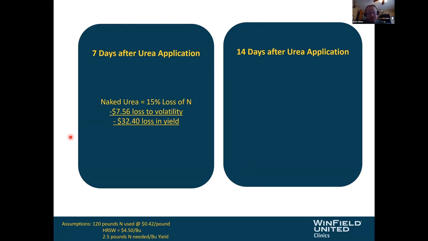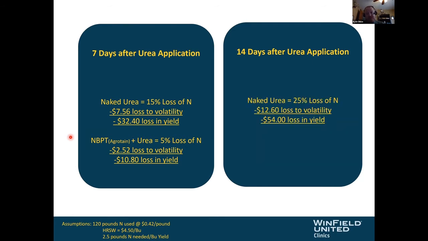So here's what you're seeing. You're losing $7.50 in just your nitrogen investment and volatility, but where that works out to in actual yield loss is $32.50 roughly. So if you're adding a volatility inhibitor, then we're seeing much less loss. And even though you still see some losses, you're losing far less.